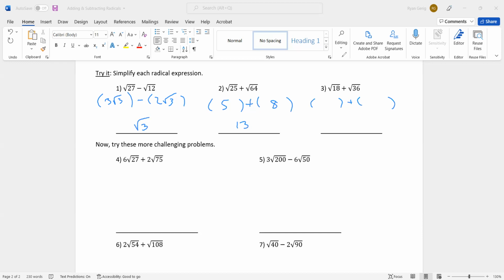Square root of 18. Again, not going to spend a ton of time on simplifying this. I'm actually going to spend no time on it. That's 3 radical 2. Square root of 36 is actually a perfect square. It's just 6. These are unlike radicals. I cannot put them together.